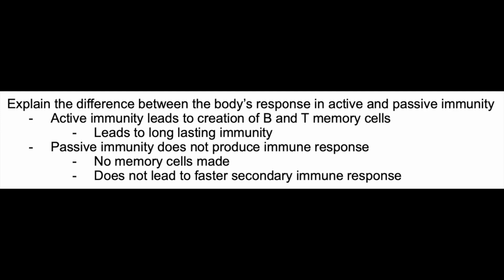So you can see that the major advantage of active immunity is that it produces B and T memory cells and therefore leads to long-lasting immunity, whereas passive immunity does not produce memory cells and so therefore you don't have a faster secondary immune response.